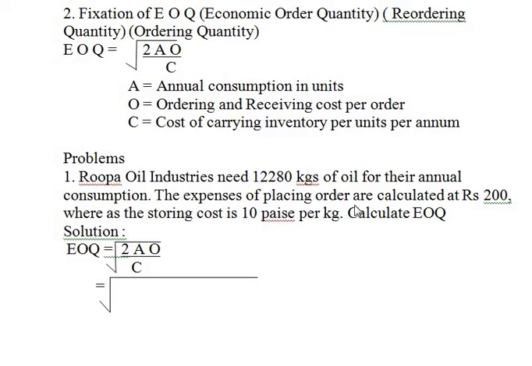Now, the expenses of placing an order are calculated at rupees 200. It means placing an order, right? So O is 200. Now, cost of carrying is 10 paise per kg. When you convert 10 paise into rupees, it becomes 0.1. Write down the formula. EOQ is equal to root of 2AO divided by C. Now we will have to apply it here.